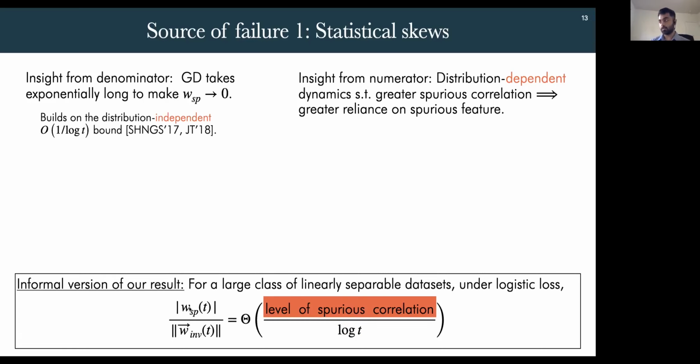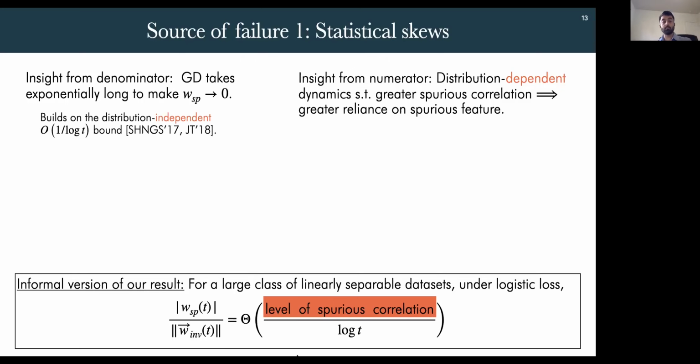I'm not going to give you the mathematical expression for what I mean by the level of spurious correlation because it's a pretty cumbersome mathematical expression. But at a high level, it's just a quantity that determines how much the spurious feature correlates with the label.